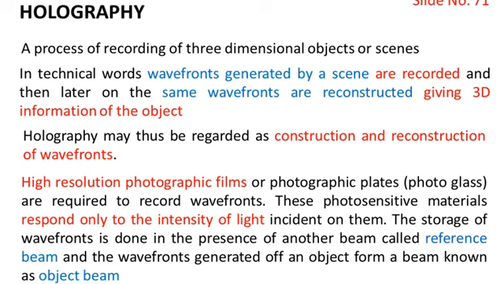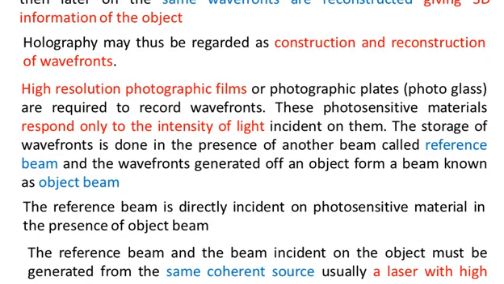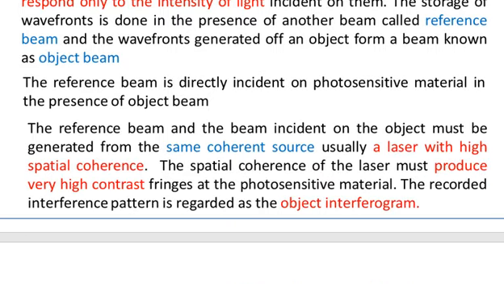High-resolution photographic films or photographic plates, which we may call photoglass, are required to record wavefronts. These photosensitive materials respond only to the intensity of light incident on them. The storage of wavefronts is done in the presence of another beam called the reference beam, and the wavefronts generated off an object form a beam known as the object beam. The reference beam is directly incident on the photosensitive material in the presence of the object beam.